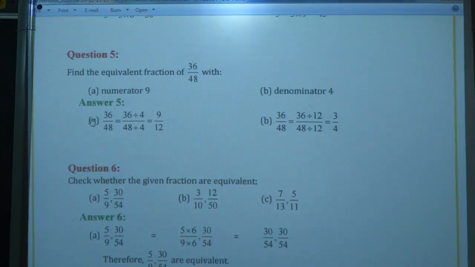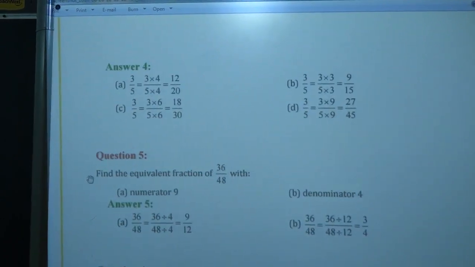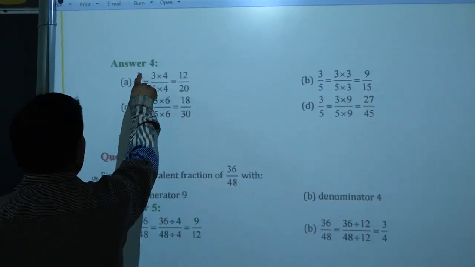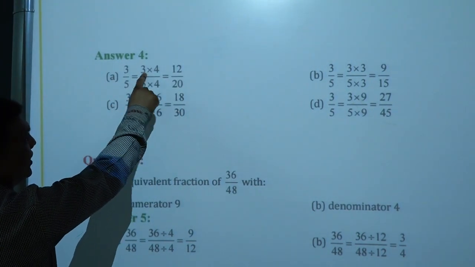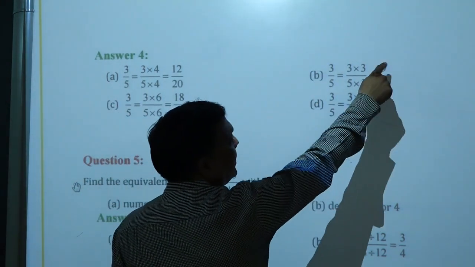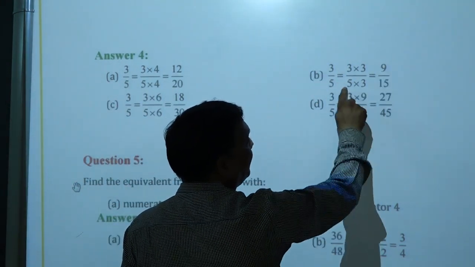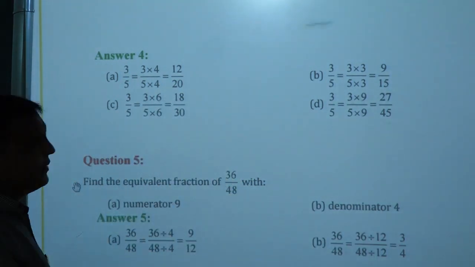See, the first question, 3 upon 5. Here the denominator is given as 20. 5 4s are 20, 3 4s are 12, as I orally explained. Now the numerator 9 is given. 3 3s are 9, 5 3s are 15. These are also equivalent fractions, and we are finding the fill in the blank.